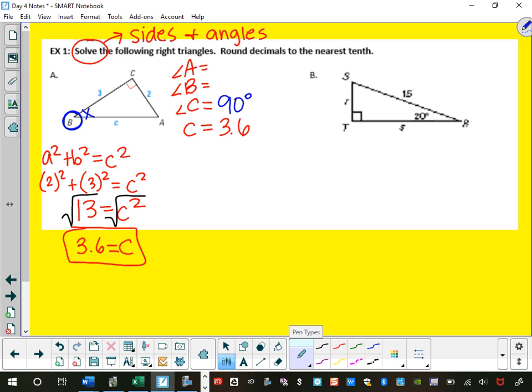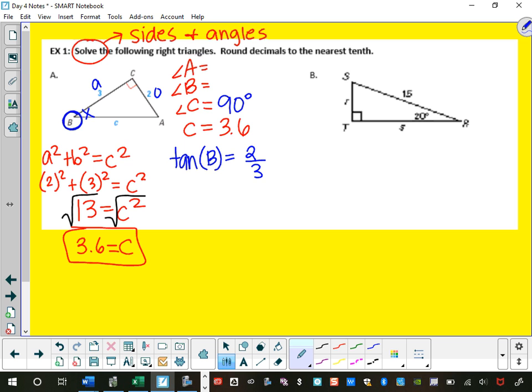Looking at your angle, is 2 opposite or adjacent or hypotenuse? That's opposite. So 3 is adjacent. Which trig function has opposite and adjacent? Tangent. So we're going to do tangent of which angle? B. What's my opposite? 2. And what's my adjacent? 3.